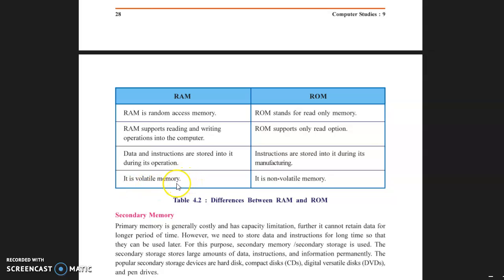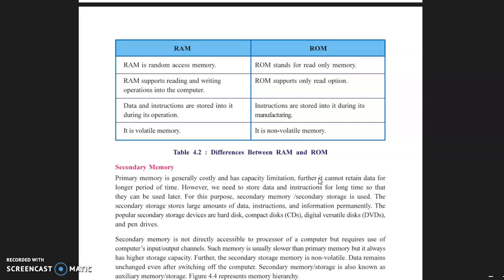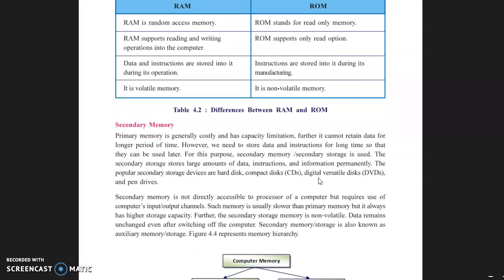RAM is volatile memory, that means it is temporary memory. ROM, read-only memory, is not volatile memory. When you start any machine, that information will come automatically. You can never delete it, erase it, or update it.